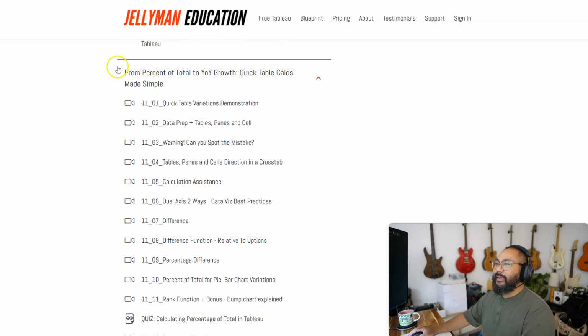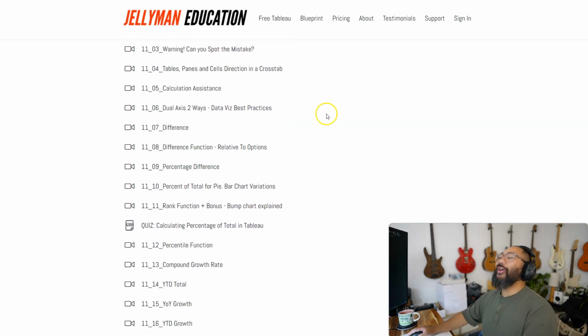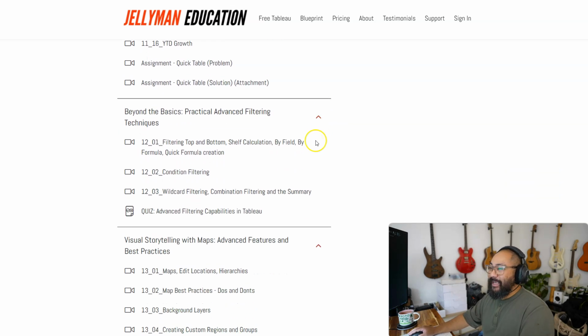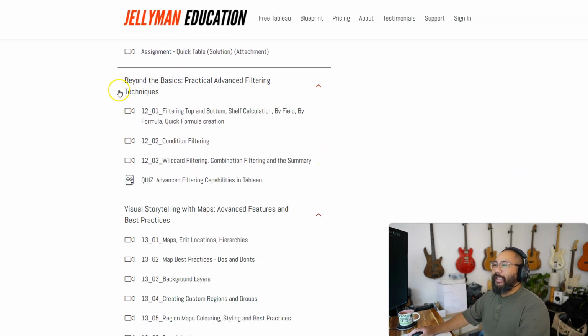Next one is percent of total to year-on-year growth. We're going to get into quick table calculations, which is honestly a godsend. This functionality, quick table calculation. The simplest one is, let's say, running total. Before, in other tools, we'd have to write formulas and calculate this. In SQL, you have to program it in. In Tableau, it's like one click. And all the different variations of that, it's another click. It's so easy. It's insanely easy.